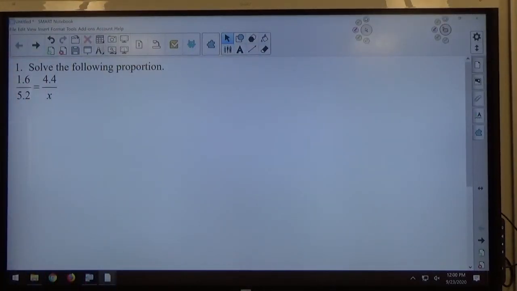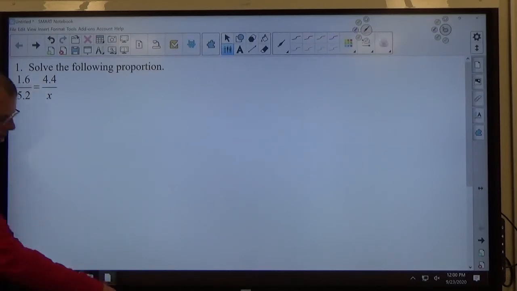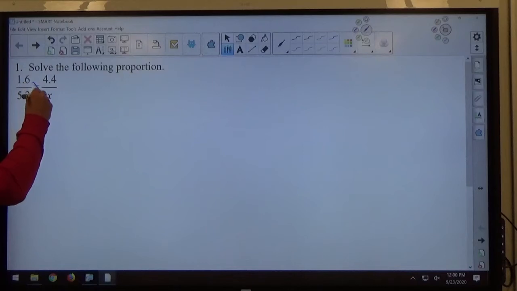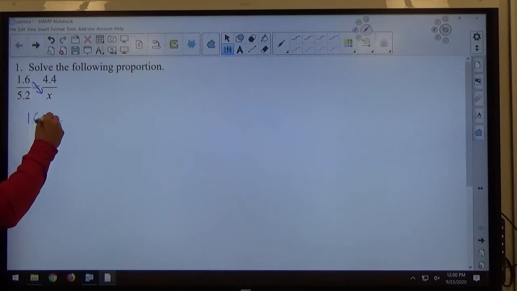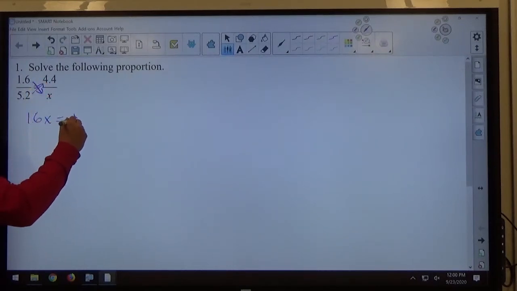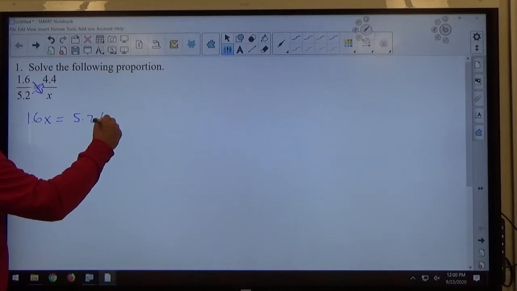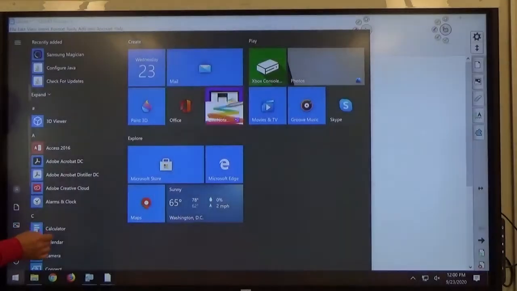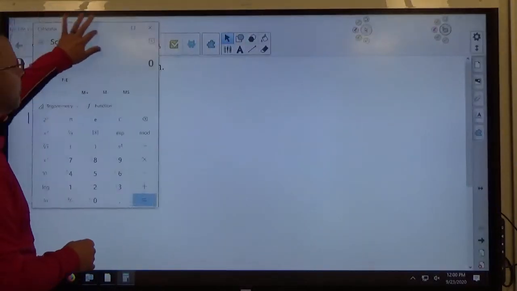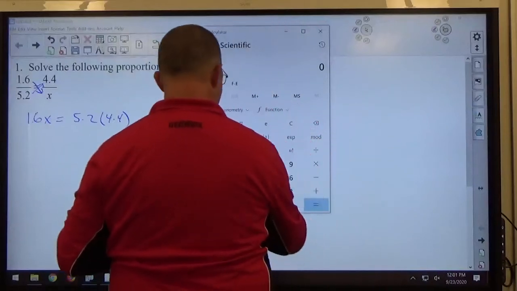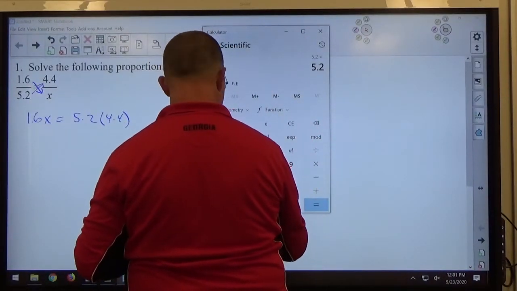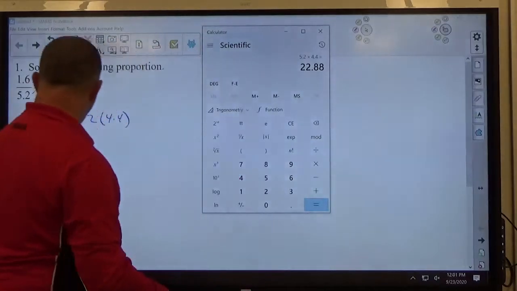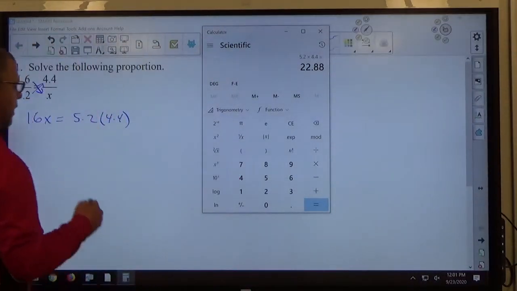Problem 1 on the study guide, practice test, whatever you want to call it. Solve a proportion. To solve a proportion, we're going to multiply the diagonal down, so 1.6x equals the diagonal up, 5.2 times 4.4. That doesn't multiply easily, so I just wrote down what I'm supposed to do, then I'm going to get a calculator to calculate it. So 5.2 times 4.4. So I get 1.6x equals 22.88.